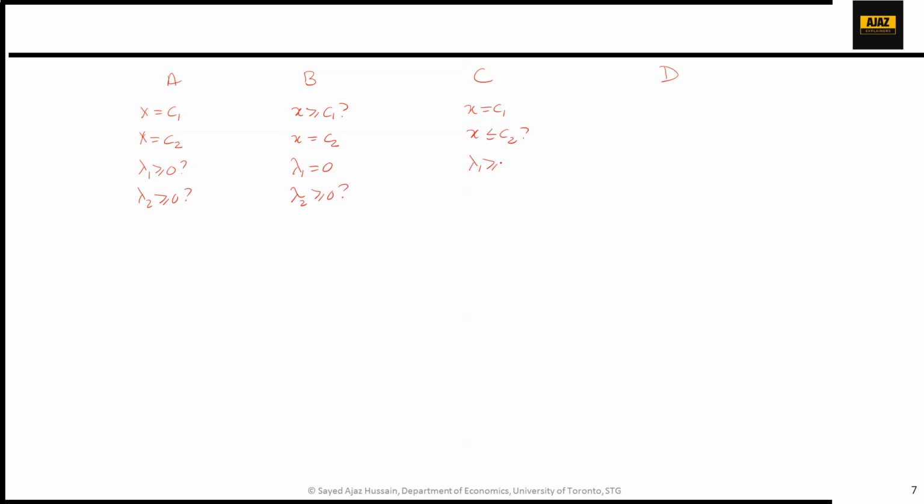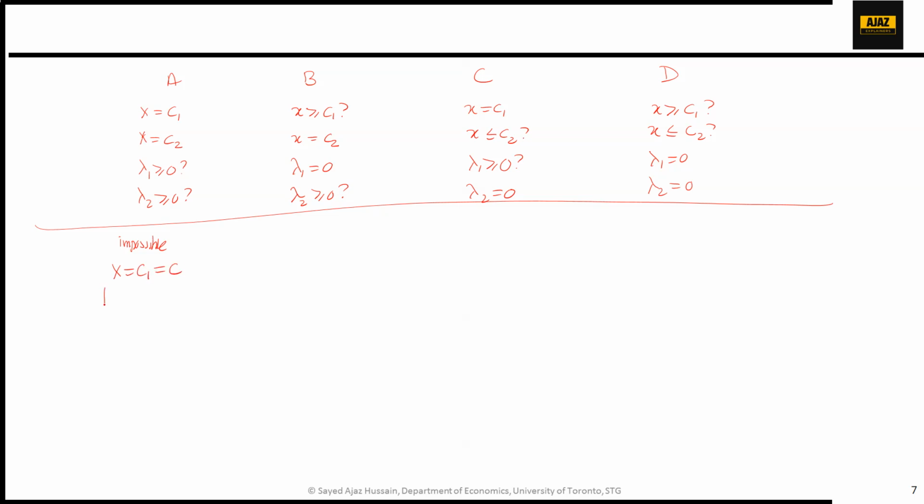We also have to check whether lambda 1 is bigger than or equal to 0, and we know that lambda 2 is equal to 0. And finally, under case D, we must check whether x is bigger than c1 and x is less than c2, and we know for a fact that lambda 1 and lambda 2 are equal to 0. Notice this is impossible, because you're asking x to be equal to c1 and x equal to c2, but you remember that c2 must be equal to c1. So A is never the solution.